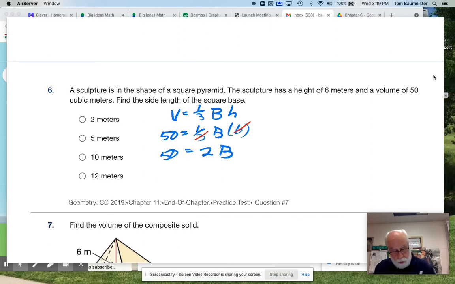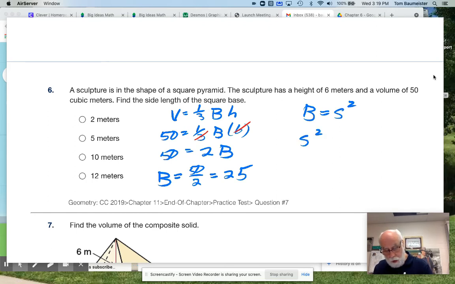All right? B, which is the area of the base, we're not done when we've got this answer, is equal to 50 divided by 2, which is 25. Now remember, the base is equal to the sides squared. So we can say s squared, because that's the sides. So we're going to say that s squared is equal to 25. So we know that s is equal to the square root of 25, or 5. So here's our answer.